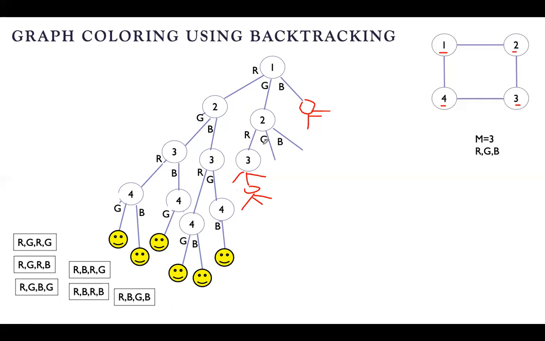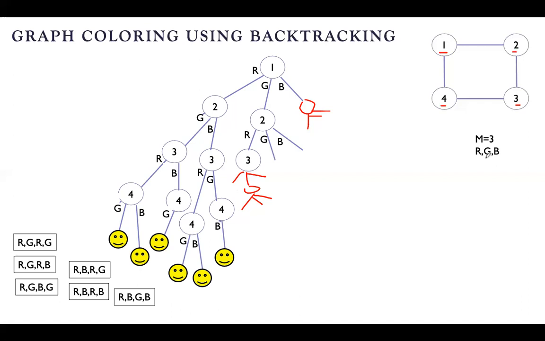Similarly, you have to try for other possible combinations. You'll get a solution. Okay. Starting from vertex 1 green color and blue color. So if you go on tracing the tree, you'll get a few more solutions for this particular graph and for these three colors RGB. Okay, so this is the graph coloring using backtracking technique. Is it clear?